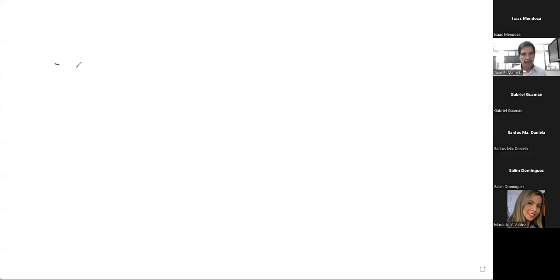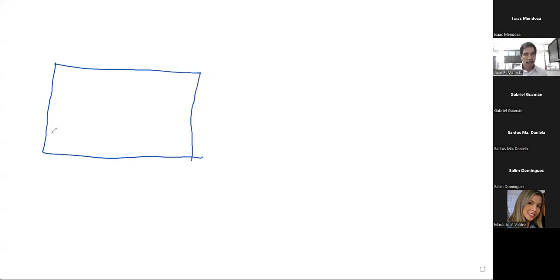Okay, so we're trying to analyze a whole section like this, and it has a double bottom, and it has one longitudinal bulkhead, right? Okay, so the first question that we need to answer is how many cuts do we need in order to analyze this section, okay?